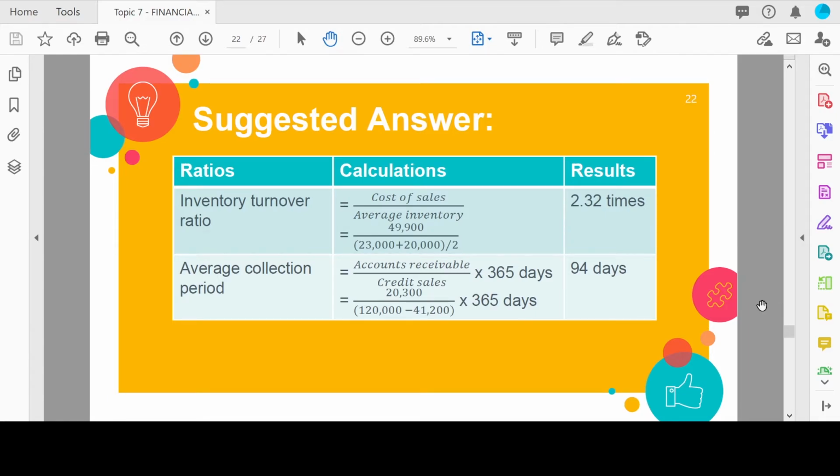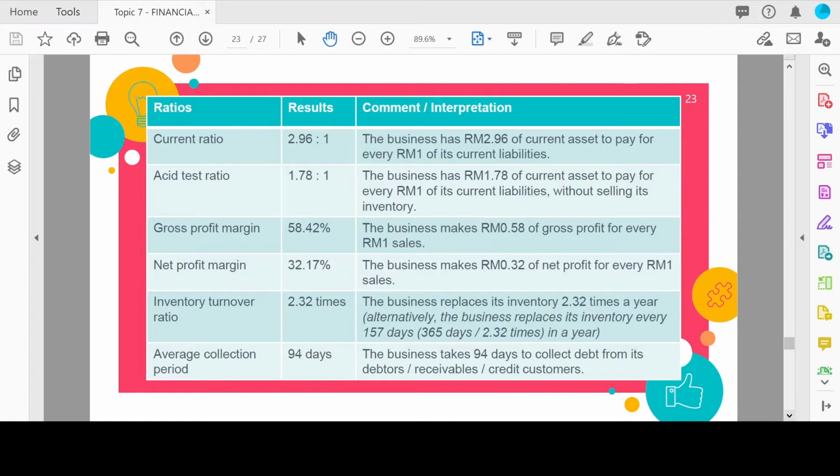And next is to briefly explain, comment or interpret the results. So we're going to start from the current ratio. The current ratio is 2.96 to 1. It means that the business has RM 2.96 of current assets to pay for every 1 ringgit of its current liabilities. So the business is in a good position. They can cover their debt.